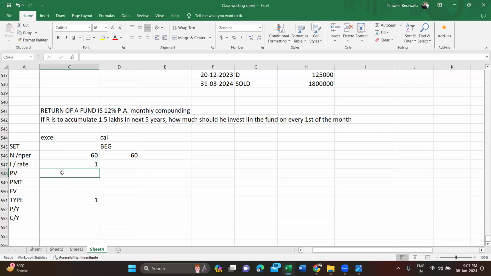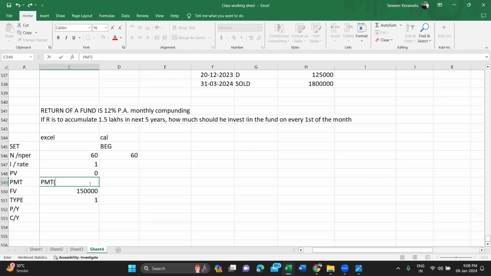PV is nothing because we are not investing today anything. PMT, we have to find out how much should he invest every month. So PMT, we have to find out. Future value, we need 1,50,000. 1.5 lakhs we need in 5 years. So future value needs to be 1,50,000. These two are not there on the Excel sheet, only on the calculator. So I use the PMT formula here.